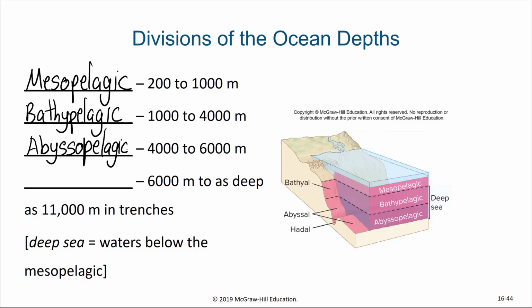And then finally we have the Hadopelagic, which is from 6,000 meters to as deep as up to 11,000 meters in certain trenches. Now the Bathypelagic, Abyssopelagic, and Hadopelagic collectively are known as the deep sea, and there is no light at all coming from sunlight reaching these areas.